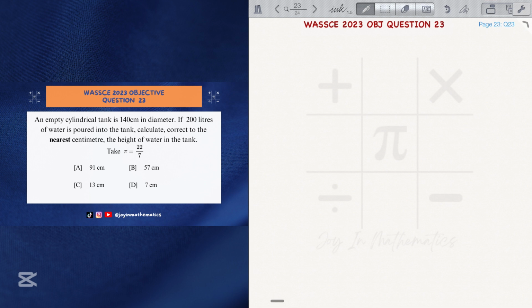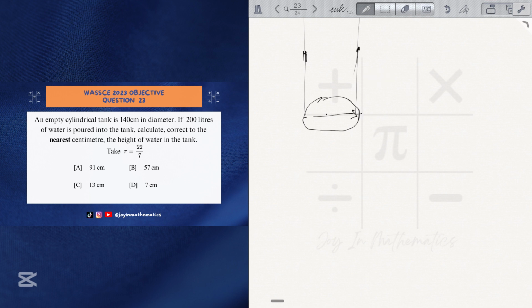So we're given an empty cylindrical tank, okay, and we're also given that the diameter is 140. So let's draw this. What's happening? Diameter is 140, so that means the distance from this point to this point is 140 centimeters. So in view of that, we know that the diameter is equal to 2 multiplied by the radius. So we understand that the radius is diameter over 2, 140 over 2, which is 70 centimeters.